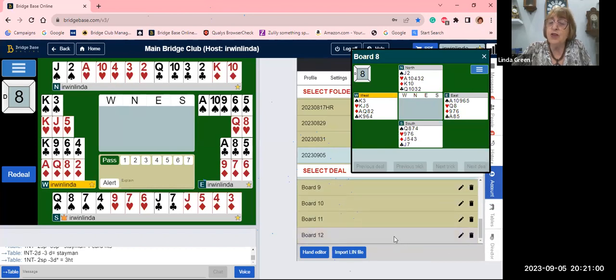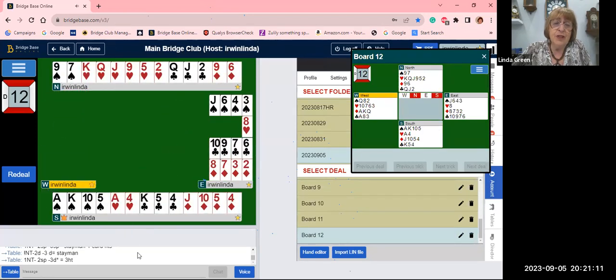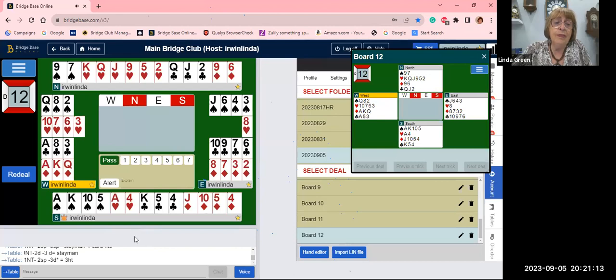Okay, I'm going to talk about hand number 12 quickly because there was a problem here. I was watching defense and it was a little bit upsetting to see what happened, and I need you all to learn. Some people did not bid over one no trump, and the bidding died out at 1 no trump. Some people bid, some people didn't.